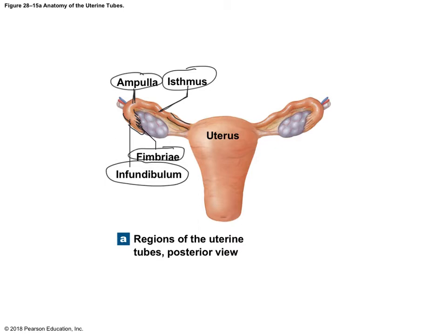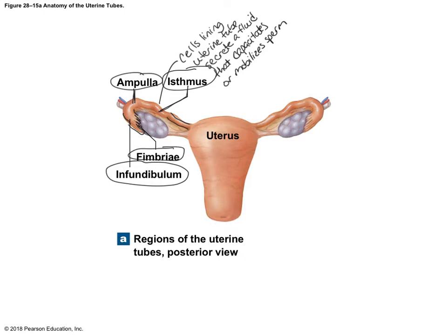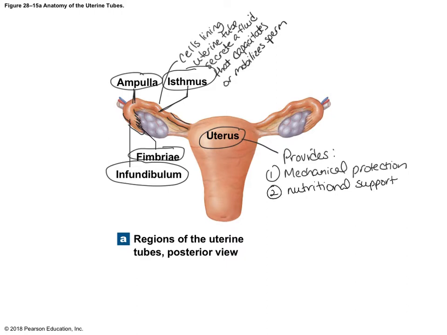The cells lining the uterine tube secrete a fluid that completes the capacitation of sperm. Remember, sperm are not capacitated until they meet with the conditions of the female reproductive tract. So it is those cells lining the uterine tube that will secrete a fluid that helps to make those sperm capacitated. The uterus provides mechanical protection, nutritional support, and waste removal for a developing embryo and fetus.